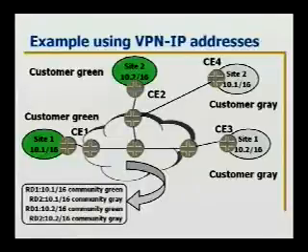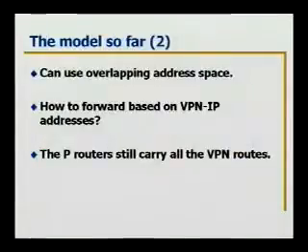So let's look at the same example as before, and let's see how the use of route distinguishers fixes the problem. We have the green customer and the gray customer, and they're using the same address space, except now we're attaching the route distinguisher to the address. So inside the BGP advertisement, we have distinct addresses being advertised with the respective communities, and there is no problem. So now we can use overlapping address spaces, but we exchanged one problem for another, because now I have no idea how to forward based on these kind of weird addresses.